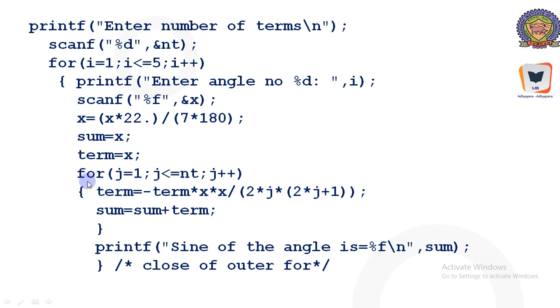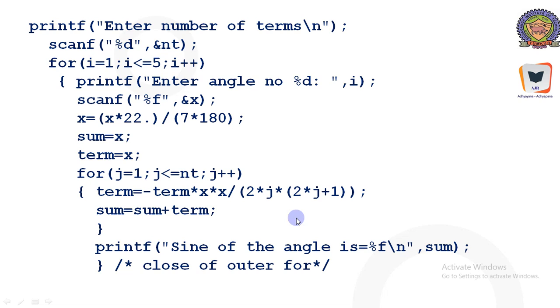Then it will go inside. Now for j equal to 1, j less than or equal to number of terms, j plus plus. It is actually this for loop which will compute the given angle, the very first angle, let us say 30 degree. Now term will become minus term. Term is already x over here, minus x into x into x, that is x cube, minus x cube divided by 2 into j. j is 1, so 2 into j is 2 into 1 plus 1, that is 3, 2 into 3.